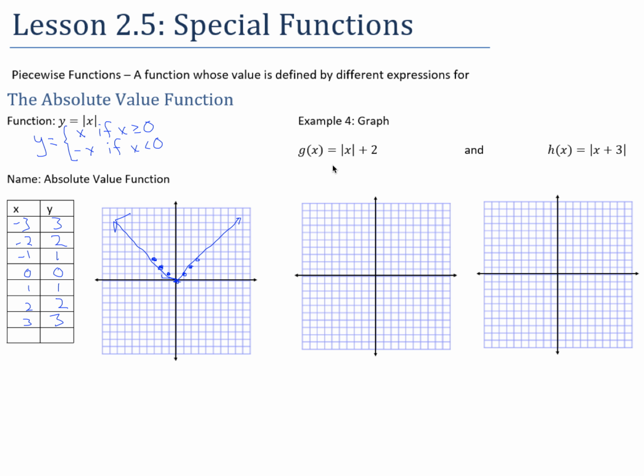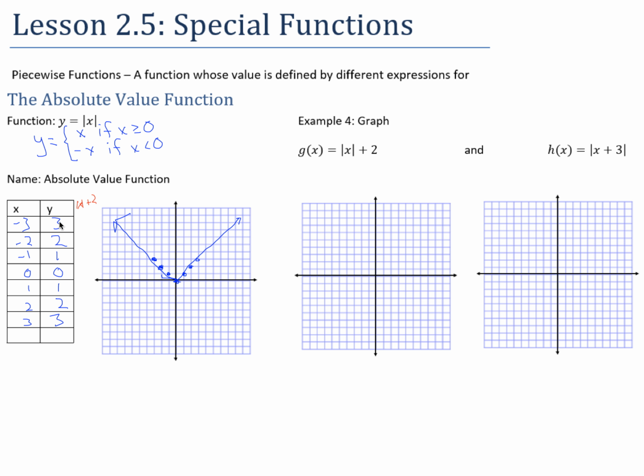Looking at the next one, we can take the absolute value. So it's actually this function, but then we're going to add 2 to whatever we got. I'm going to use this table again, but I'm going to continue it and say we want the absolute value of x plus 2. So this right here is the absolute value of x, and then we're going to add 2 to it.